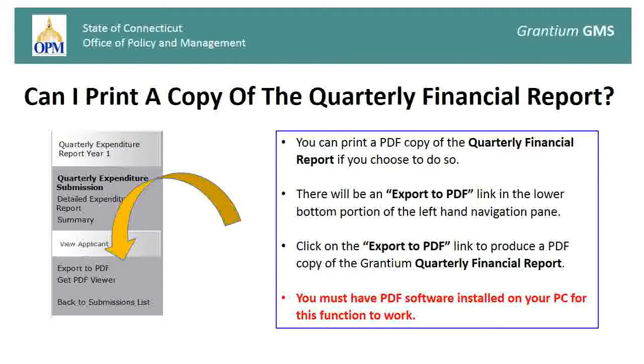Can I print a copy of the quarterly financial report? You can print a PDF copy of the quarterly financial report if you choose to do so. There will be an Export to PDF link in the lower bottom portion of the left-hand navigation pane. Click on the Export to PDF link to produce a PDF copy of the Grantium quarterly financial report. You must have PDF software installed on your PC for this function to work.